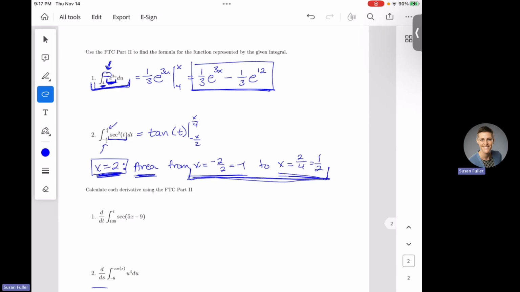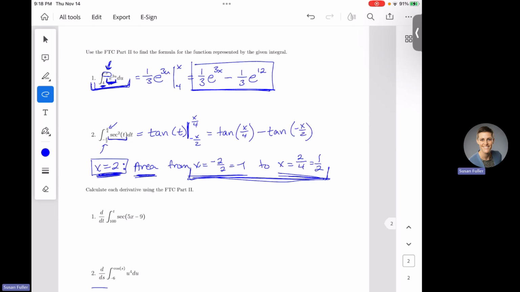And again, we're not going to overthink it. This notation says, hey, plug those bounds in. I'm going to plug the top bound in, and I'm going to get the tangent of x over 4. And I'm going to subtract what I get when I plug my bottom bound in, which gives me the tangent of negative x over 2.